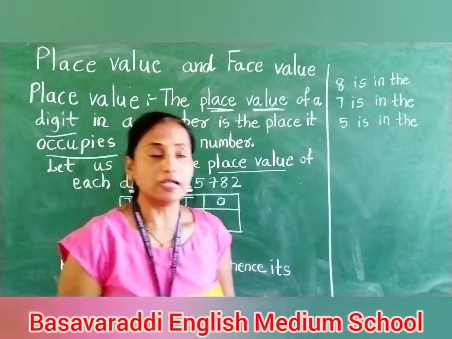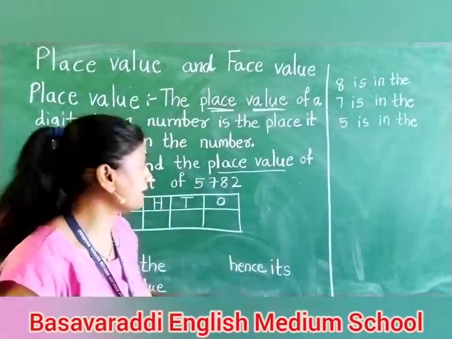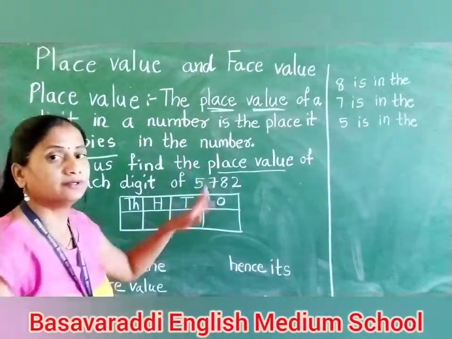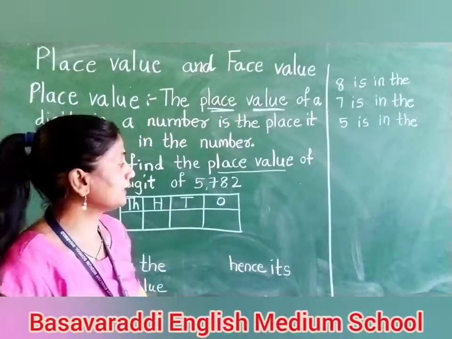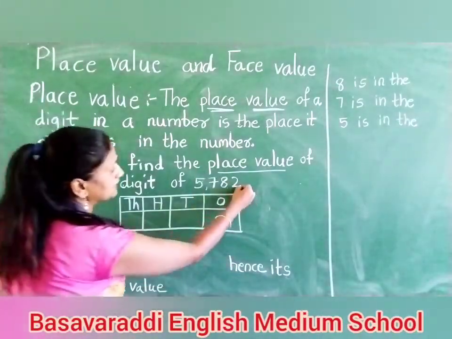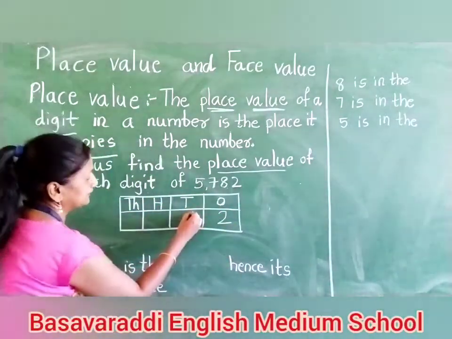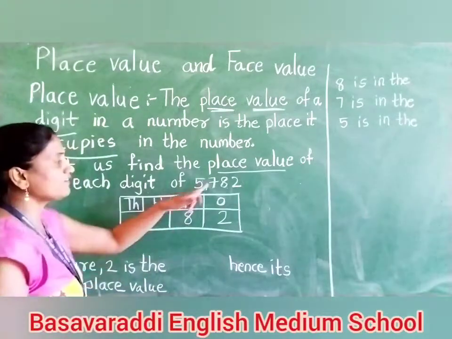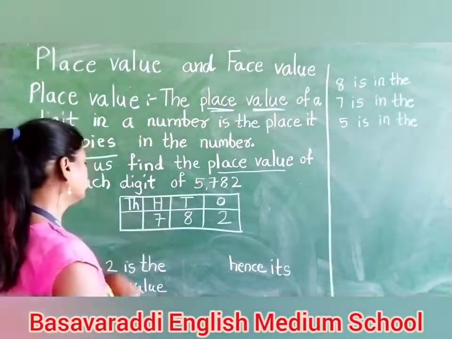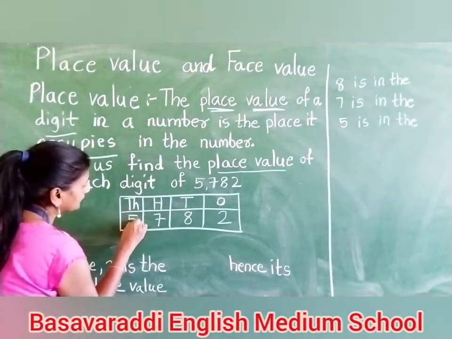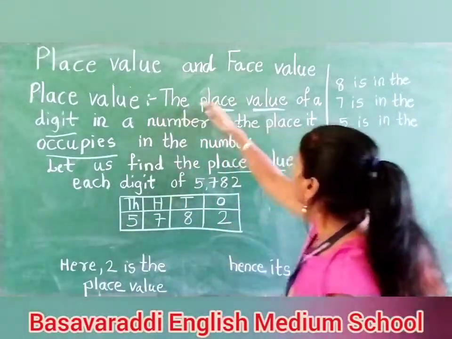Now what are we doing? We are identifying the places of 5782. In 5782, which place is each digit in? 2 is the 1's place, 8 is the 10's place, 7 is the 100 place, and 5 is the 1000 place. These are the places.